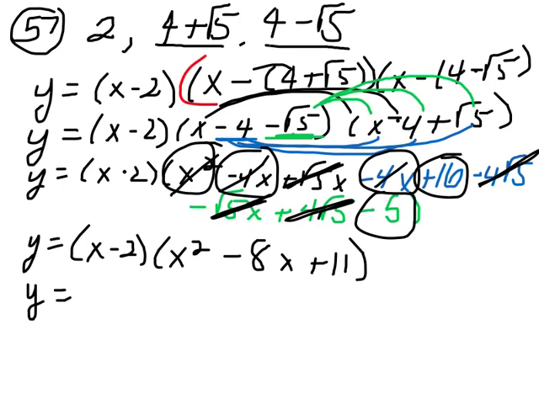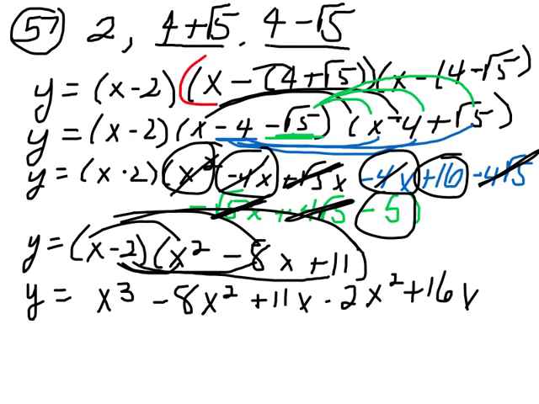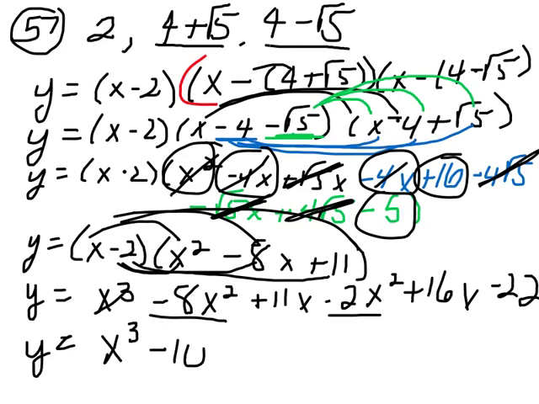And if I want to multiply it out, I'd get x cubed minus 8x squared plus 11x, and then minus 2x squared when I start distributing the negative 2, plus 16x minus 22. And if I clean that up, that's x cubed, and I've got minus 8x squared minus 2x squared, so that would be minus 10x squared.